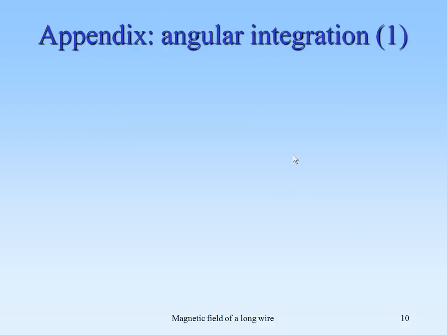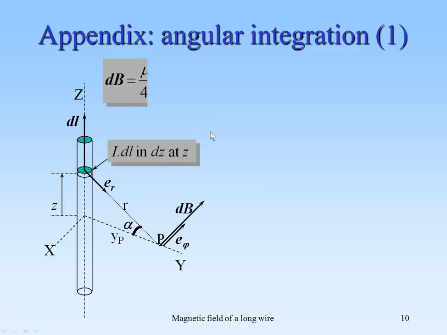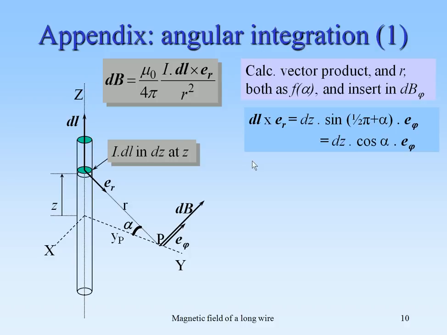There is also a possibility to integrate over the angle. Here we have the situation again. dB is Biot-Savart. Calculate the vector product and R both as functions of alpha instead of z. Insert in dB and integrate. Well, dl times e_R is dz times sine of pi over 2 plus alpha, because that was this angle here. Alpha is here. And that was dz cosine alpha times e_phi.